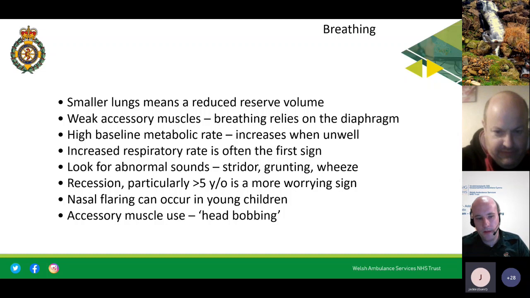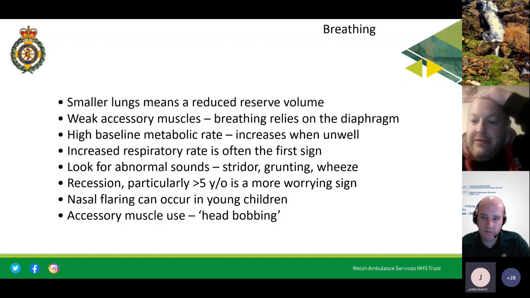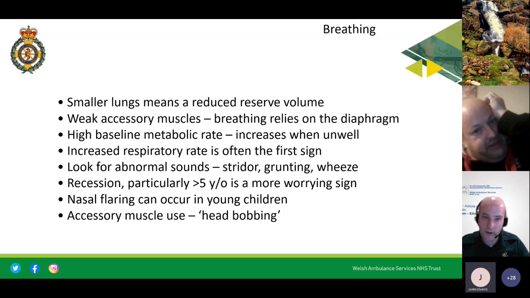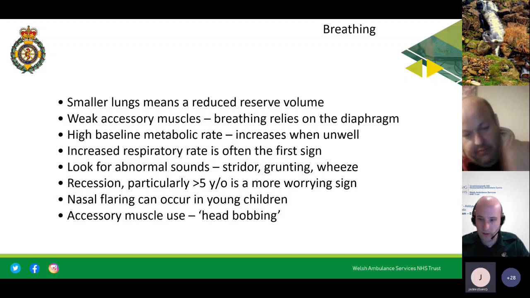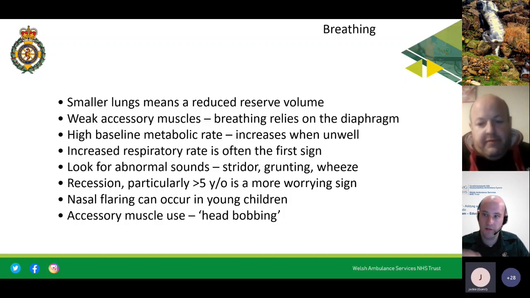So very often the increase in respiratory rate is the first sign of illness. So again, I've said it before, it's really important that you take a respiratory rate on a child, and we're counting for the full 60 seconds. So we're not doing 30 and doubling or anything like that. We're going to count for the full minute. It is the first sign of them becoming unwell, first sign of dehydration, first sign of meningitis, is their respiratory rate going up.